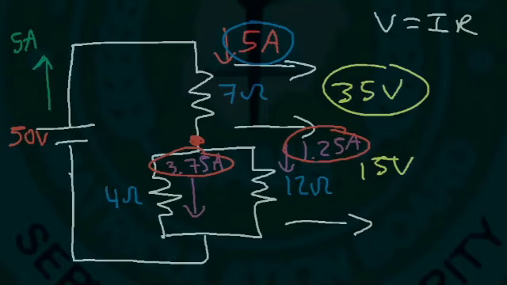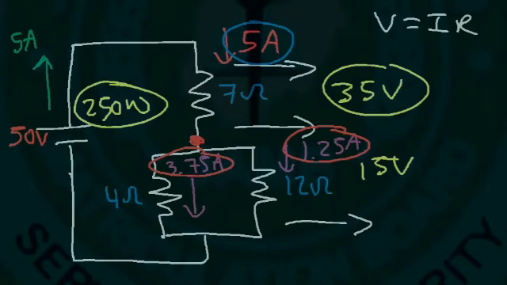Now, to make sure that everything is correct, the power must be balanced. The power delivered by the battery must equal the power absorbed by the resistors. So, for the battery, it has a voltage of 50, a current of 5 amps. So P equals VI. 50 times 5 is 250. So the battery delivers 250 watts of power.